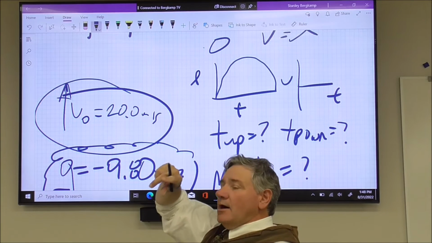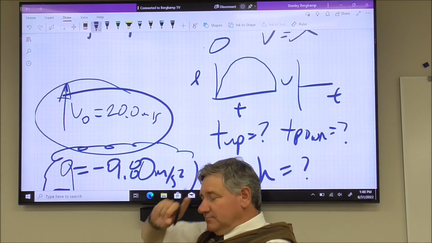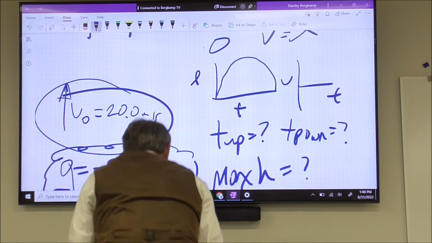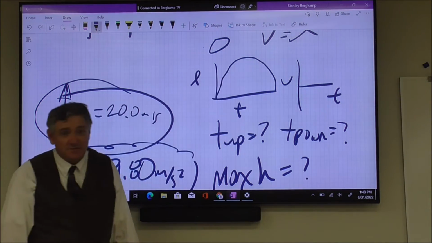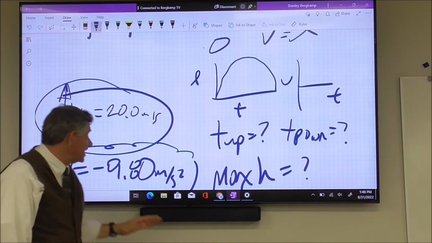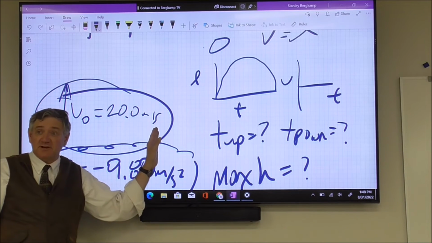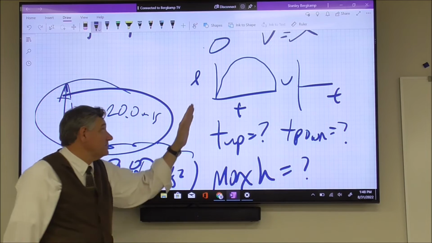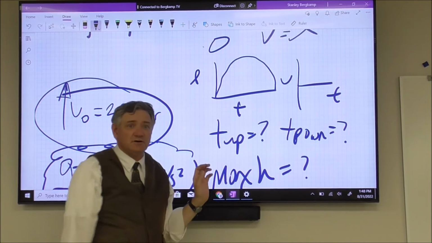Now, at time 0, if you were to come in here and draw a tangent line at time 0, what would the slope of that tangent line be? 20 meters per second, because that's how fast you're going at the beginning. So as soon as it leaves my hand, what does it start to do?